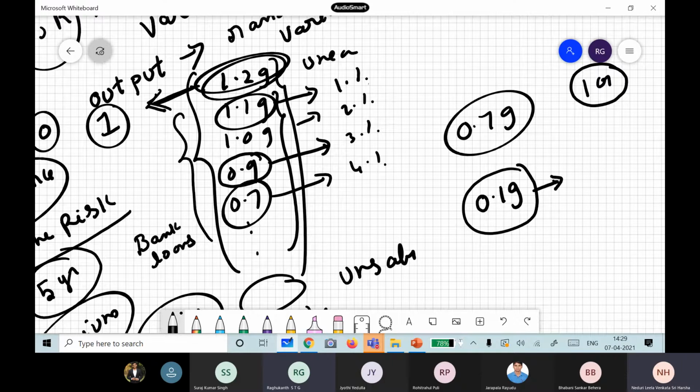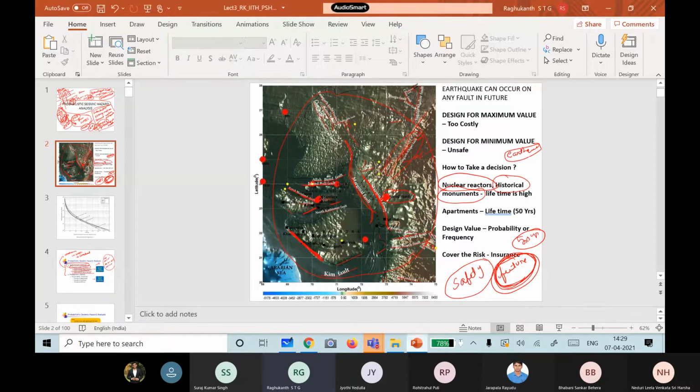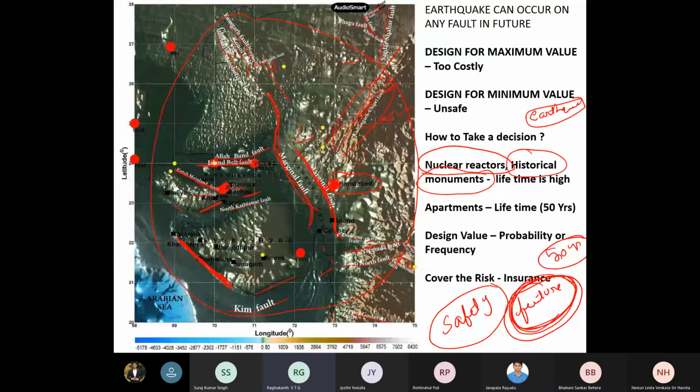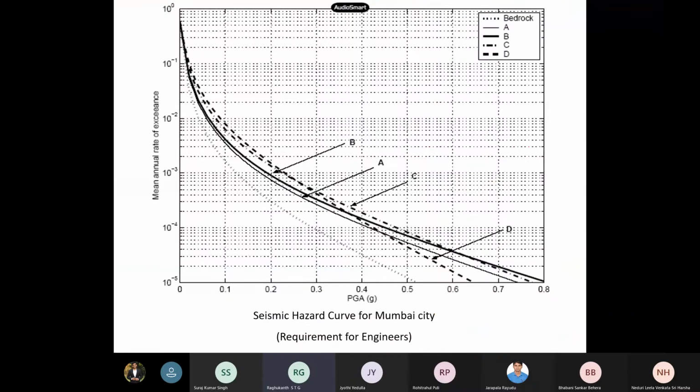Because this fellow's risk level is very high, his premium will be maybe 50. This fellow's premium maybe you see some 30,000 or 20, something like that. Okay, so this is a concept. Nowadays, the most important thing is that you can design whatever value you like, but you cover the risk with insurance. So that is a concept. This is what I mean to say. This is what you see nowadays, the trend.